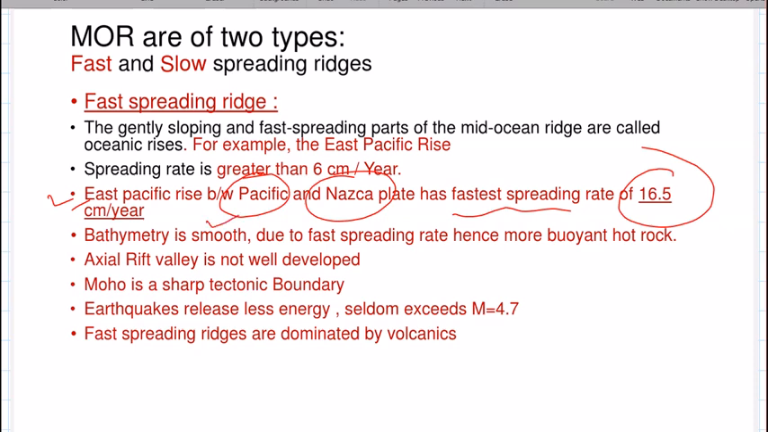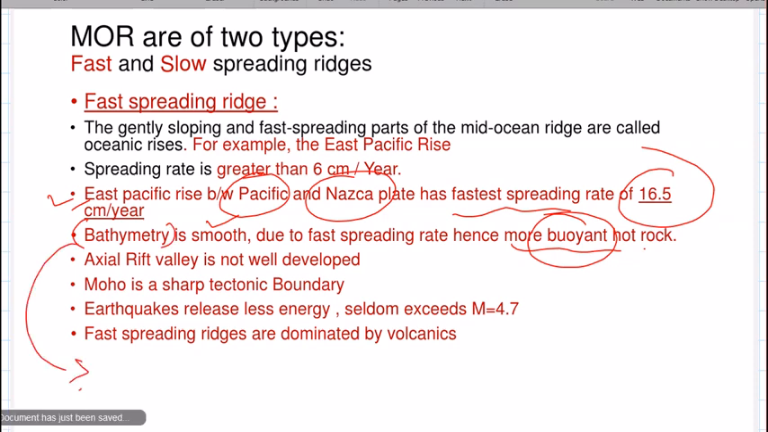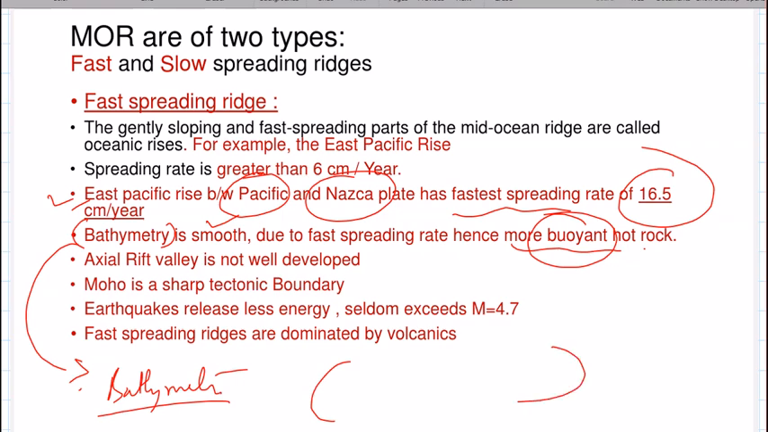The bathymetry is smooth because more buoyant hot rock is there and it does not have enough time to cool because of the fast spreading rate, and that's why the bathymetry is smooth. Why is it called bathymetry? Whatever topographic features are there in the submarine region, these are known as bathymetry. If any landform is above sea level, then we call it topography, and whatever landform is present below the ocean is known as bathymetry.